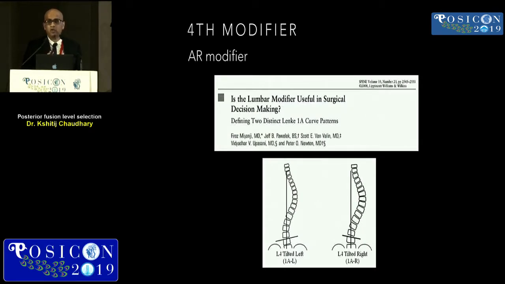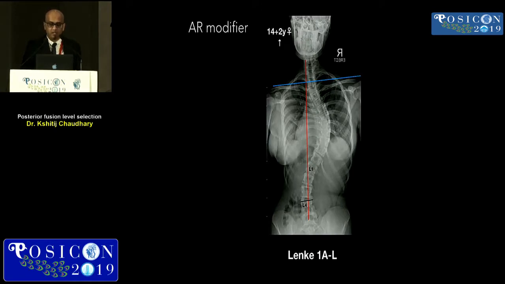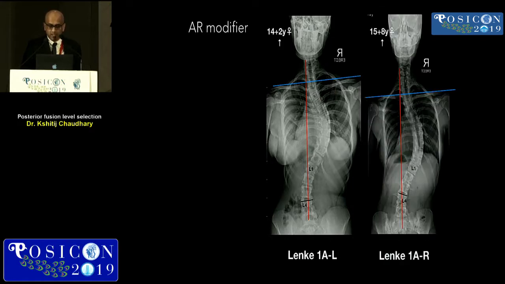The fourth modifier is the AR modifier, which Dr. Peter Newton's group itself described. The Lenke A1 curves are classified into 2 kinds, the left and the right. So if the L4 is tilted to the left side, like this Lenke A1 curve, it is called Lenke AL, which is similar to the King's 3 type, and the other in which the L4 is tilted to the right, which is similar to the King's 4 kind.